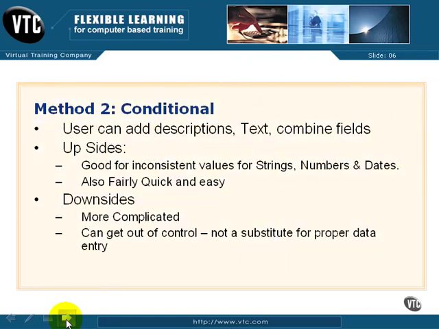The second method is conditional. In this case, we can do everything we do manually with an extra bonus. We can add descriptions, text, combine fields, but in this case, it's good for inconsistent values for strings, numbers, and dates. It's also fairly quick and easy. The downside is, though, it is more complicated and it can get out of control, and is definitely not a substitute for proper data entry.